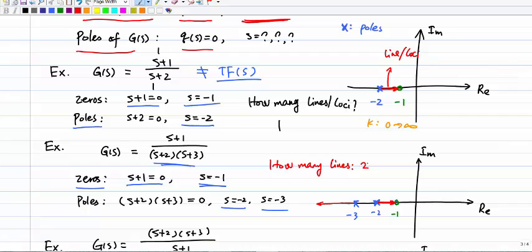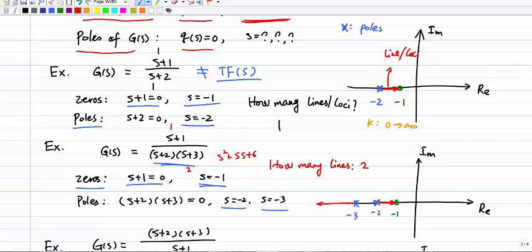So I have two. Because this degree is 1, the degree here is 2. The reason is 2 because this is s squared plus 5s plus 6, so the highest power is 2. So I have two lines because the greater degree of P(s), Q(s) is 2. Okay, so I have two lines.